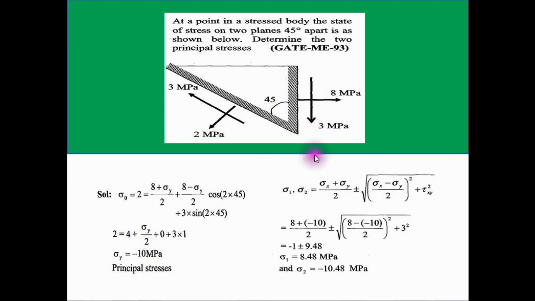Using the formula of maximum principal stress and minimum principal stress, we can get maximum principal stress equal to 8.48 megapascal and minimum principal stress equal to minus 10.48 megapascal.